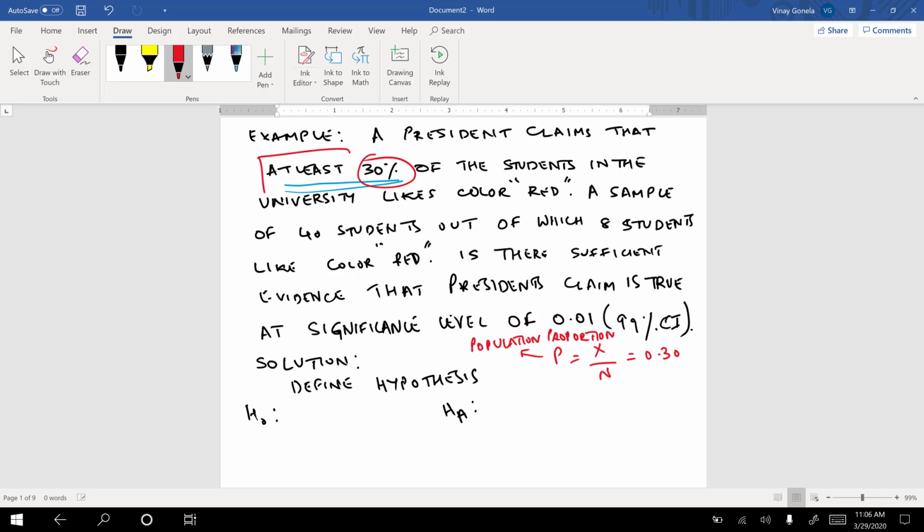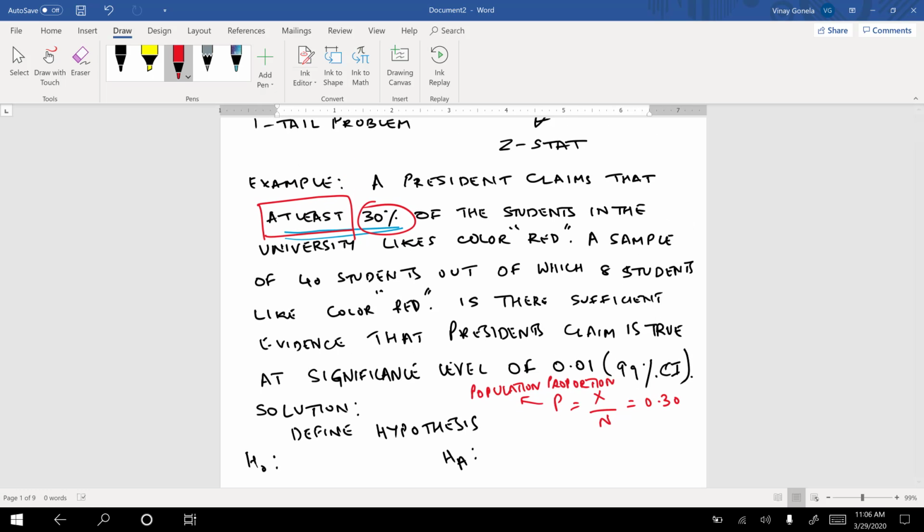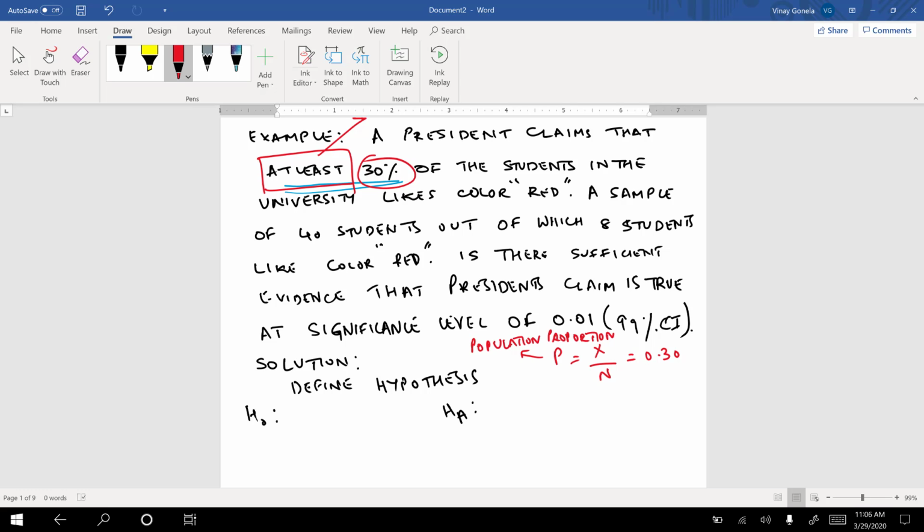They are saying at least, so this is a one tail problem. When you claim at least, you are looking at one side of a normal distribution curve. So at least means your proportion is greater than or equal to 0.30. That's your null hypothesis. Alternative would be p less than 0.30. Now you are looking at which statement is true.